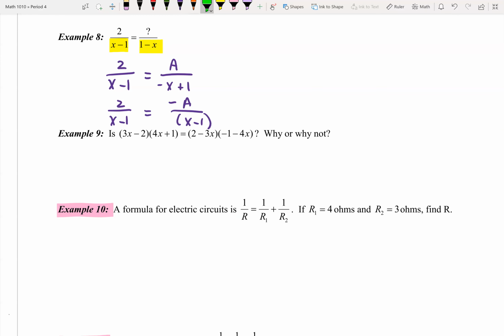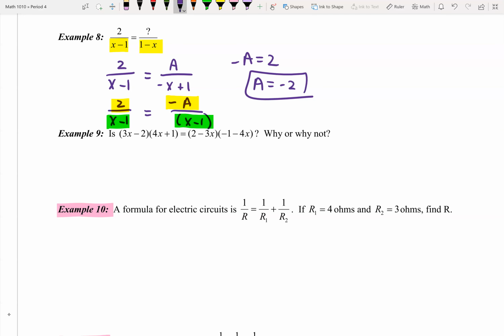And now look what I've got. This denominator is the same as that denominator. Therefore, that numerator must be the same as that numerator. So I know negative A must be 2. So I know A must be, tell me, negative 2. That's it.